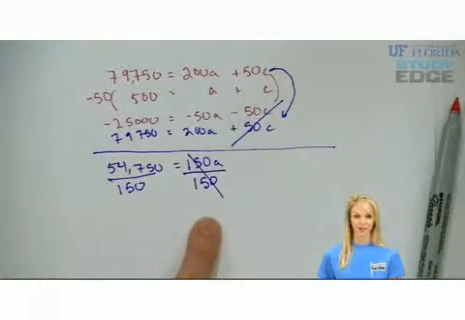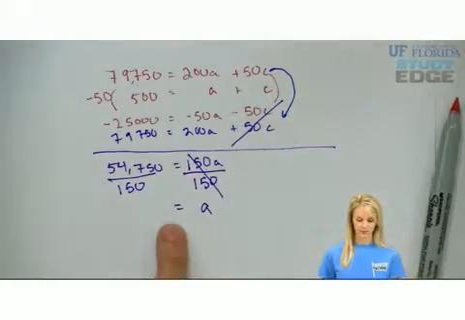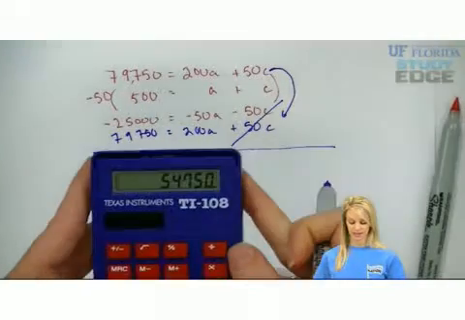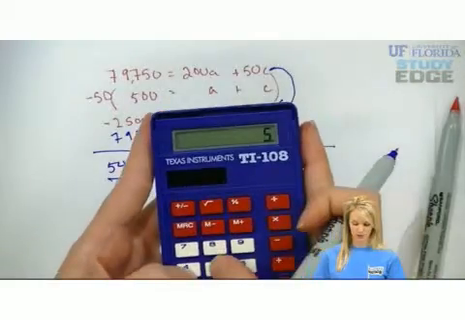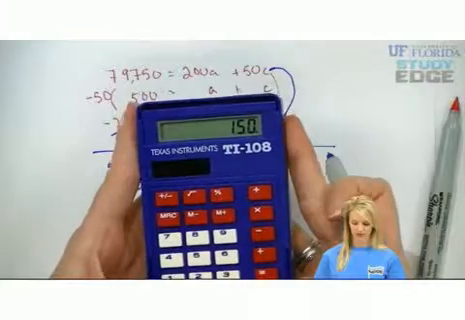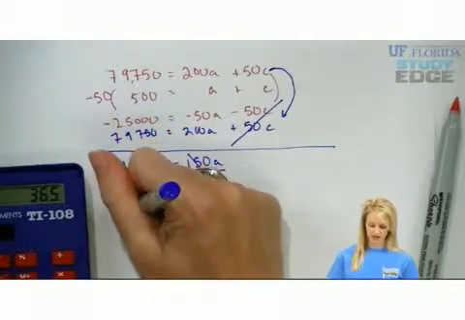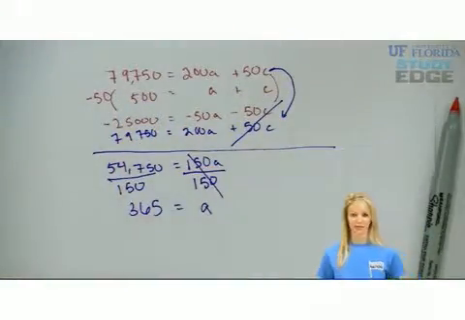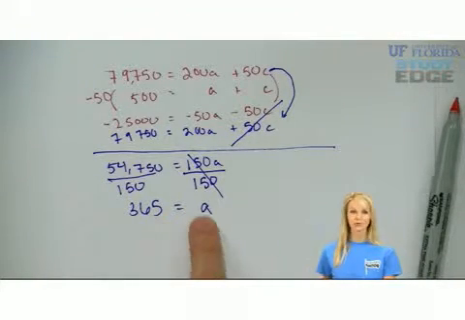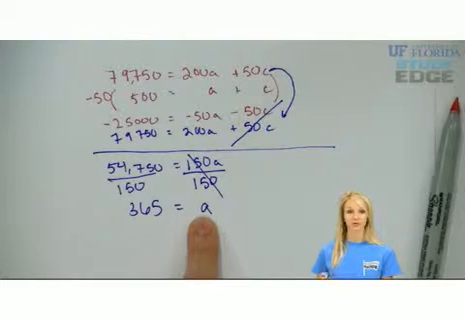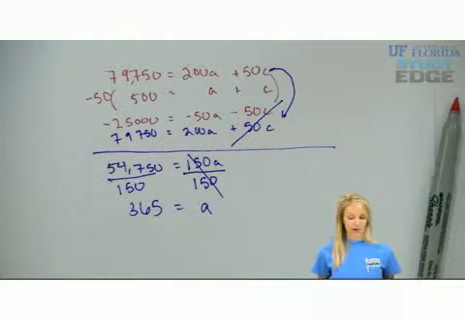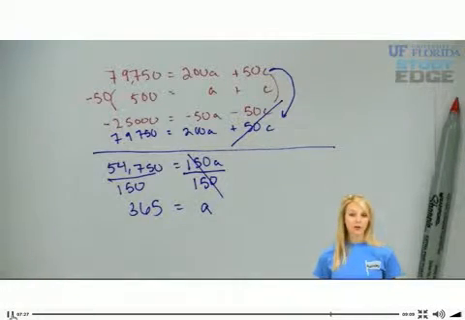These two cancel out. So we get A equals what? 54,750 divided by 150. Well, let's not do that one in our heads. Let's use our calculator there. So we have 54,750 divided by 150. We get 365. Is that $365? No. 365 is equal to A, the number of adult tickets that we sold. Now, I know that's what the question was asking for. It was only asking for the number of adults that went to the show.